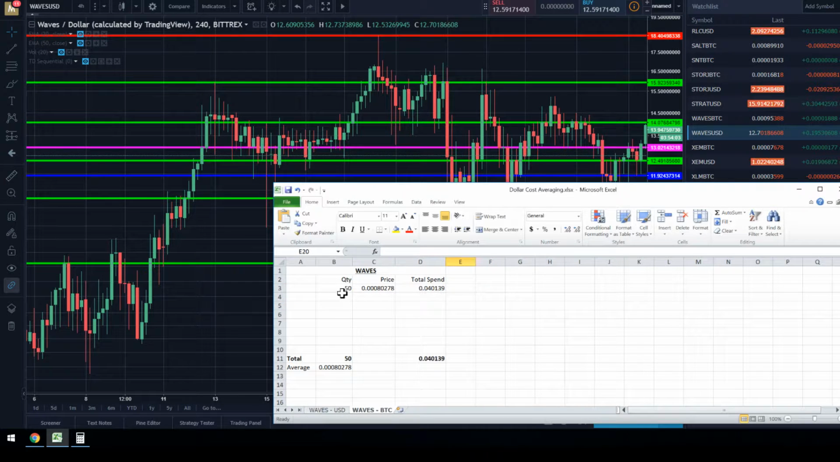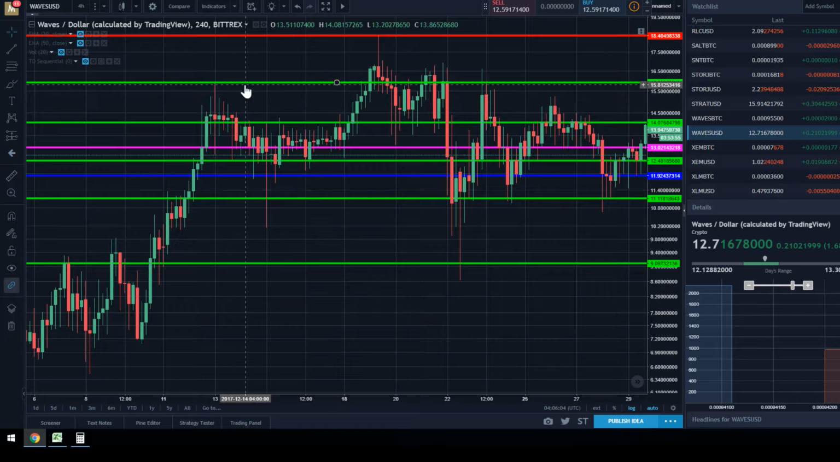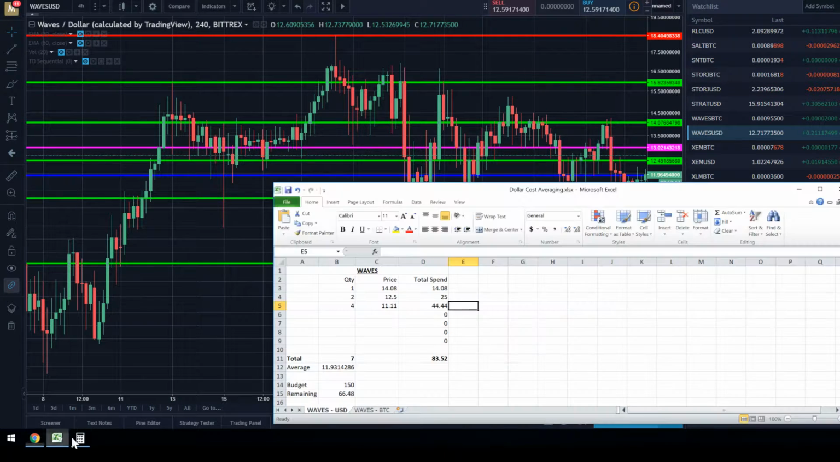It works exactly the same for Bitcoin as it does US dollar. Yeah, buy on the dips, sell on the rises, only buy good coins, and you never really lose. Set your budget at the start so you know if you're going to be spending too much. Maybe you just want to buy 3 here so you can have 5 buys on the way down.